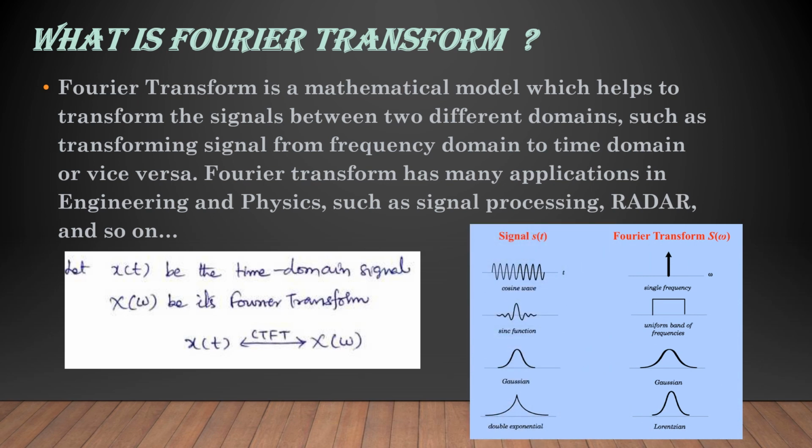Let x of t be the time domain signal and X of omega be its Fourier transform. Whenever the continuous time domain signal x of t undergoes the continuous Fourier transform, it will exhibit X of omega, and the respective waveforms of the Fourier transform are given in the picture.